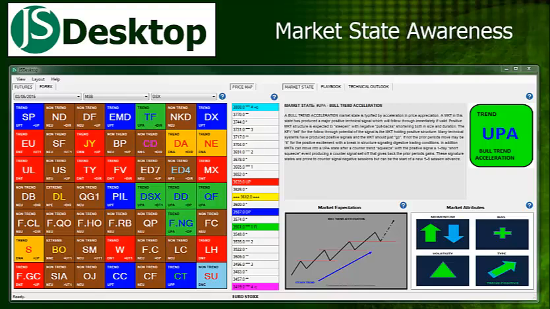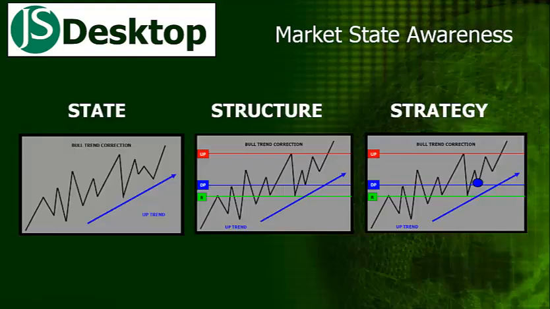Hello, this web video will provide a practical application of using the JS Desktop to analyze a specific market. The application provides the technical facts that define the current trading environment. By identifying the market's technical state, its price structure, and the inherent strategy themes, a comprehensive strategy foundation emerges. It is within the context of this foundation that every trade signal should be considered, and every trade tactic aligned.